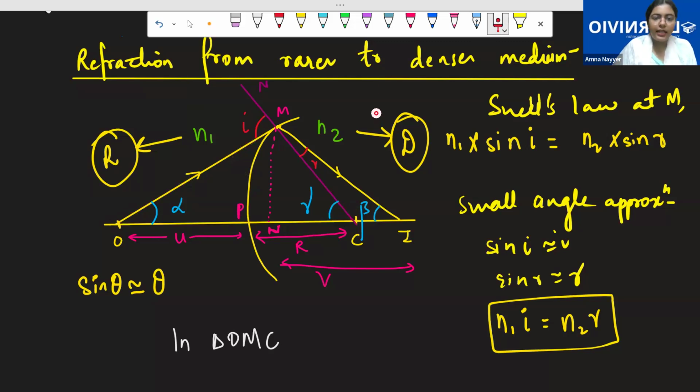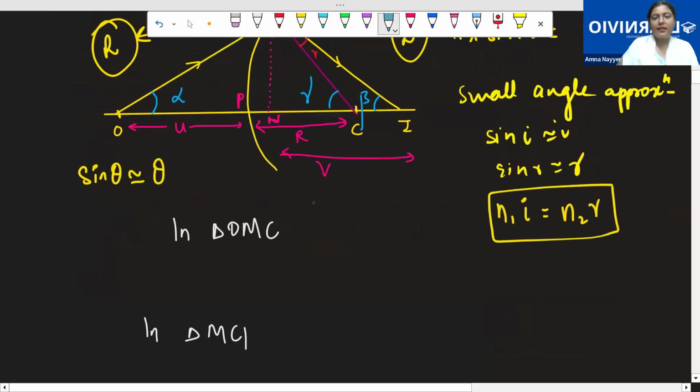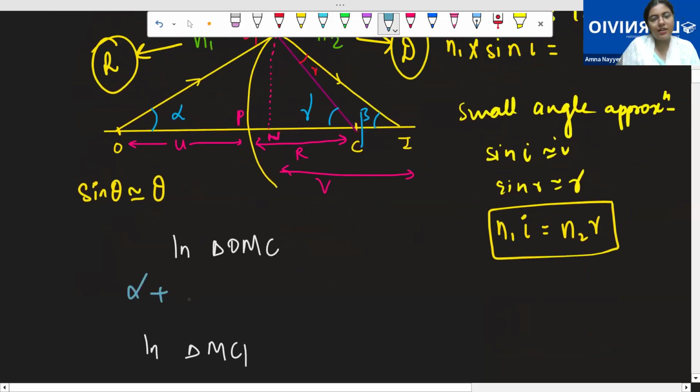Now, in this, can you tell me, is there any exterior angle? Do you remember there's a property? Alpha plus gamma is equal to I. Opposite angles are equal, meaning the sum of the opposite interior angles of a triangle is equal to its exterior angle. Exterior angle property, yes, absolutely right. Alpha plus gamma is equal to I.